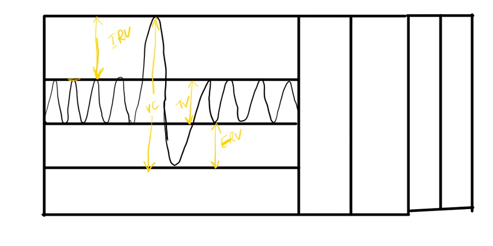Now this one is called functional residual capacity, and this one is called residual volume. You understand? This one is called residual volume.